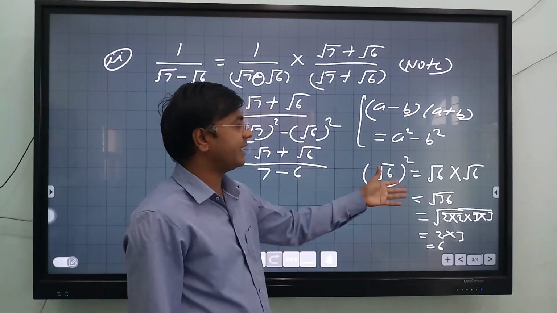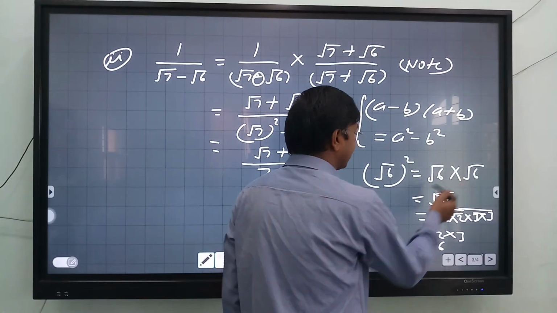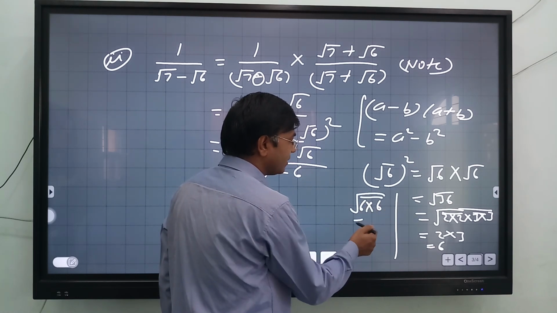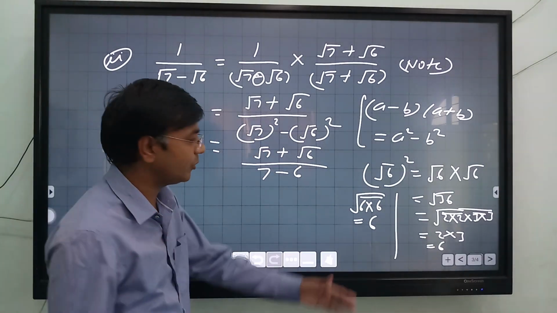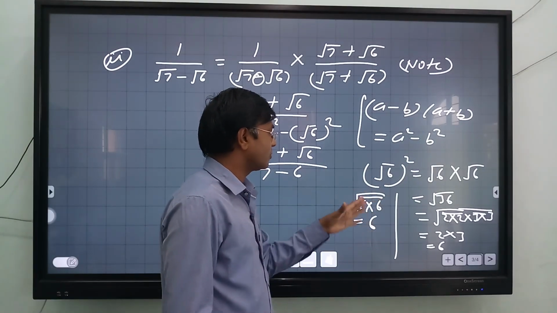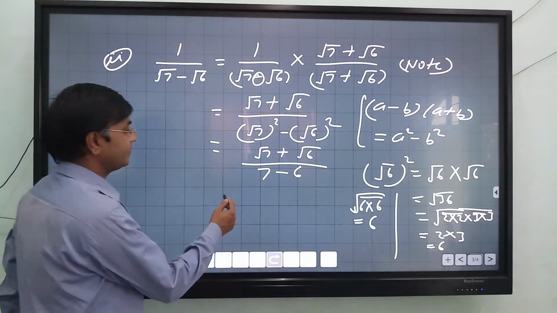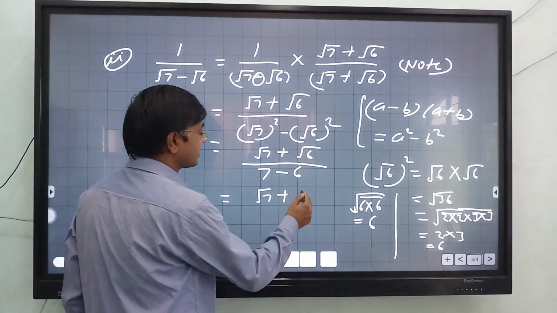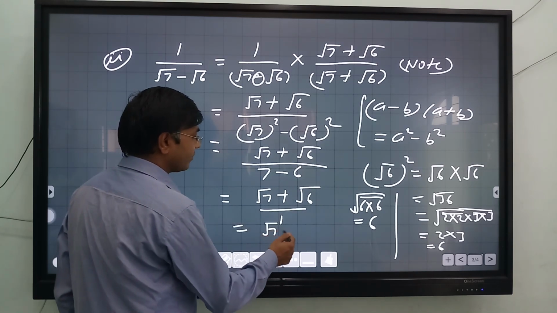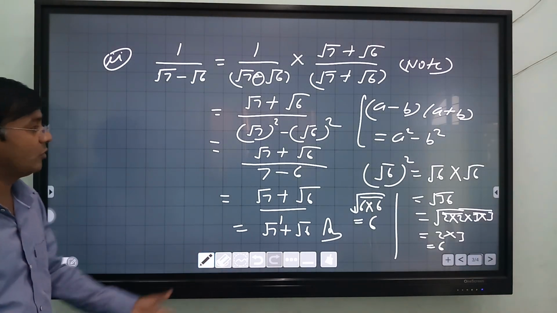You can even write it directly, that under root 6 into under root 6, or even say under root 6 into 6. So a pair is forming, so you can write it directly. If you want to reduce some steps, you can do the same question this way. Because of this property, I am using root 7 square is 7 and 6. Root 7 plus root 6 upon 1. So under root 7 plus under root 6. This is the answer. So I hope you got the point.